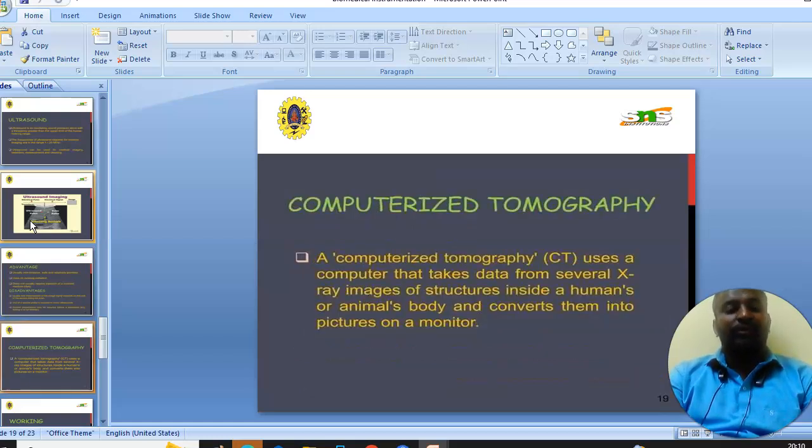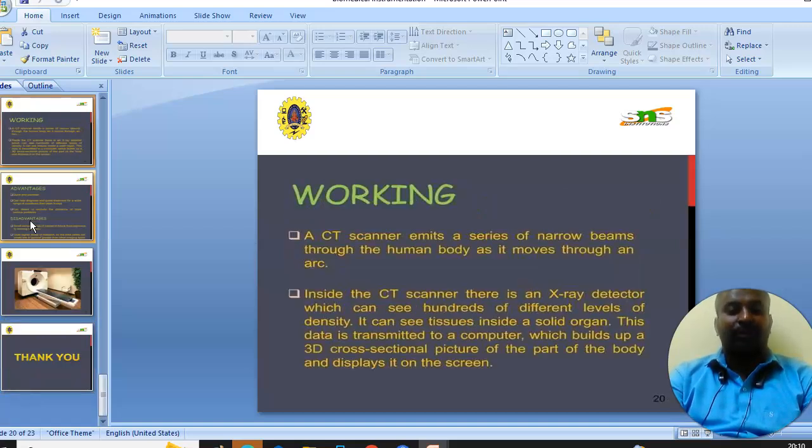Next is computerized tomography. It uses a computer that takes data from several X-ray images of structures inside the body or animal body and converts them into pictures on the monitor. A CT scanner emits a series of narrow beams through the human body and is moved through an arc. Inside the CT scanner, there is an X-ray detector which can see hundreds of different levels of density. It can see tissues inside a solid organ. This data is transmitted to the computer, which builds up a 3D cross-sectional picture of the body and displays it on the screen.